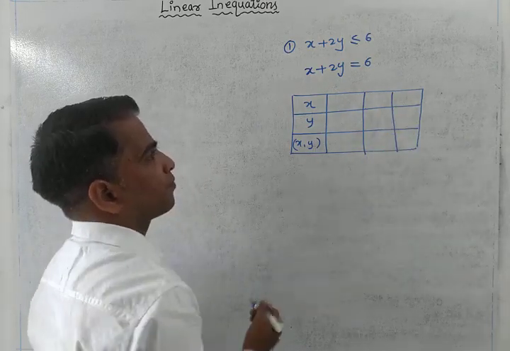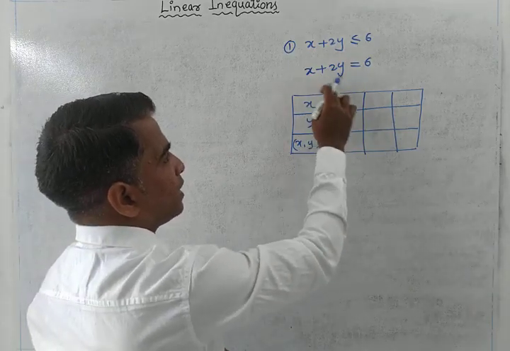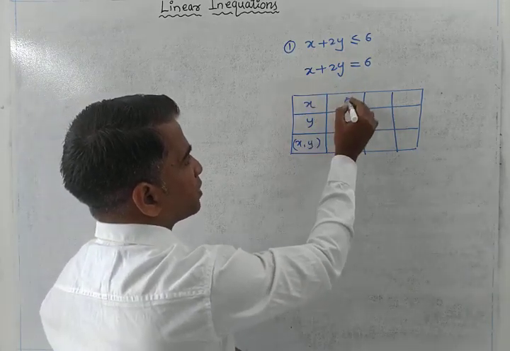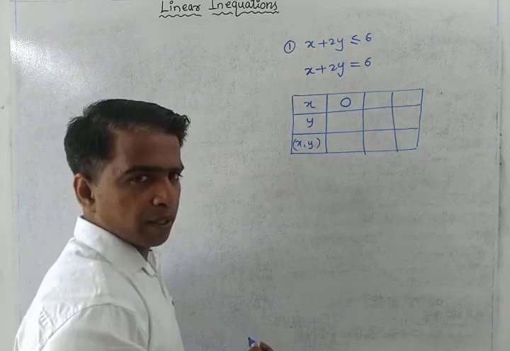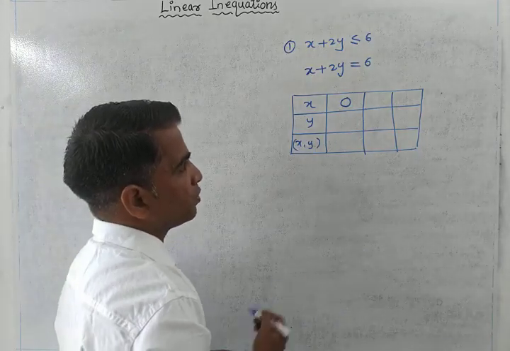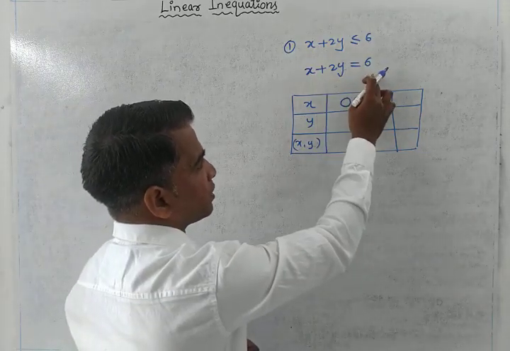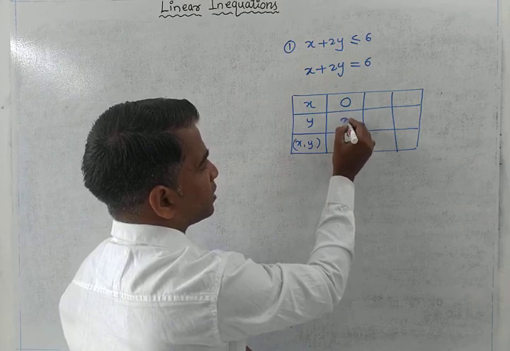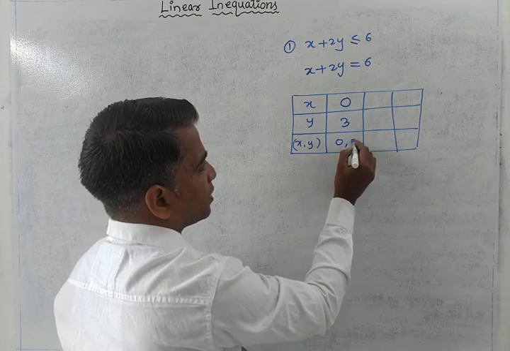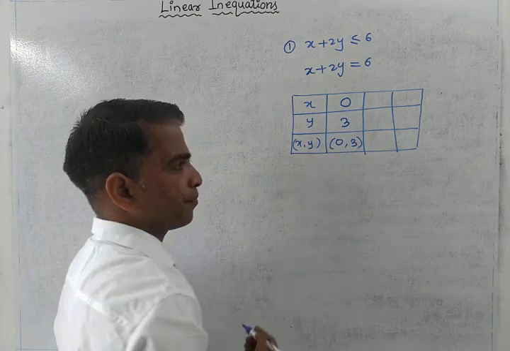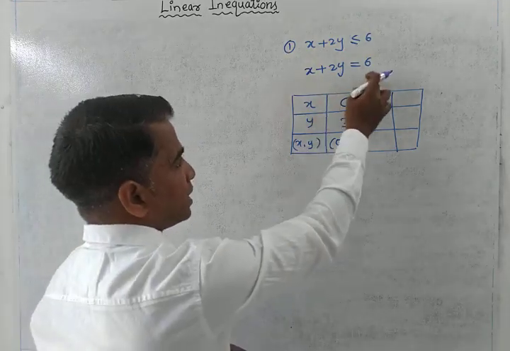So now in that equation I will substitute the value of x equal to 0. What will remain? 2y is equal to 6. So the value of y is 3. So the point is 0 comma 3, that will lie on this line.